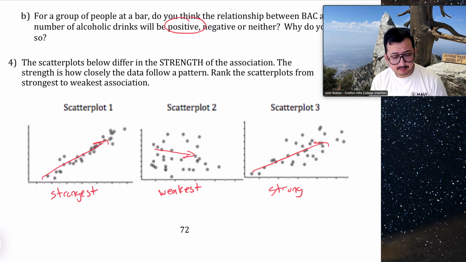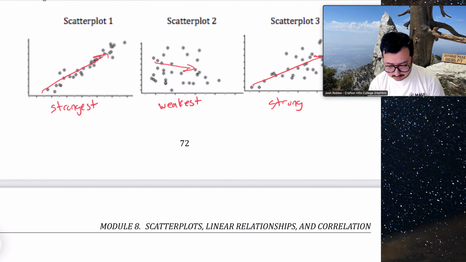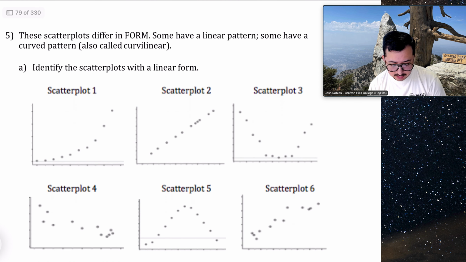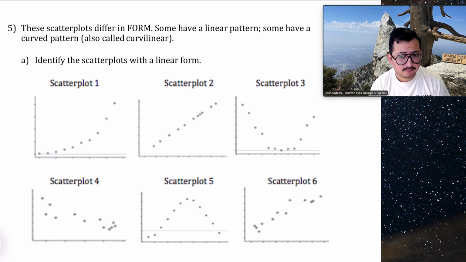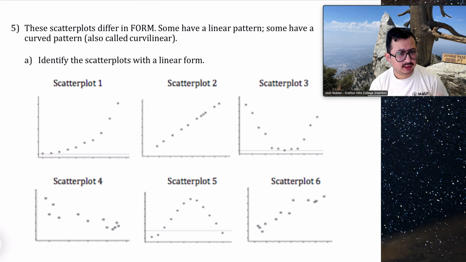3 is still a very clear pattern. Again, we will have more formal ways to calculate these. And 1 is almost a perfect pattern. All right, lastly, we have the idea of form. This is related to shape. So shape of the pattern, in a sense.